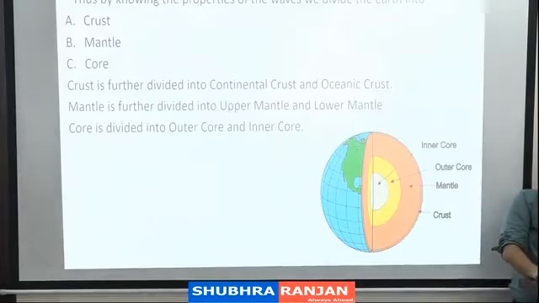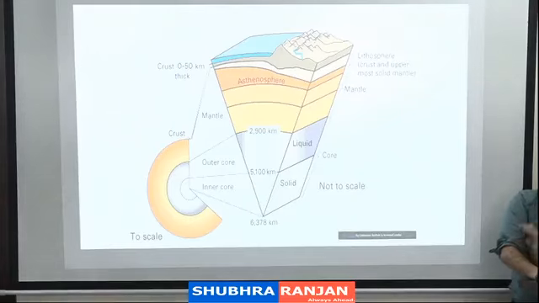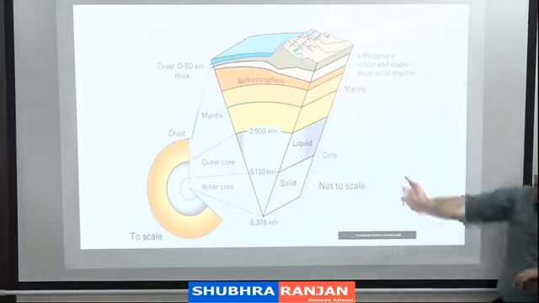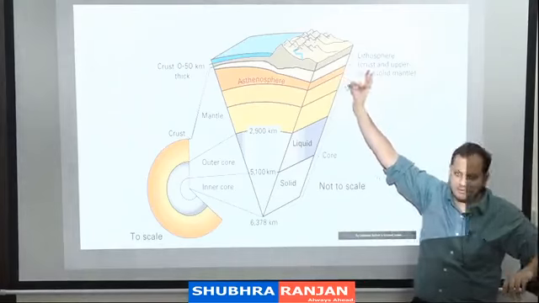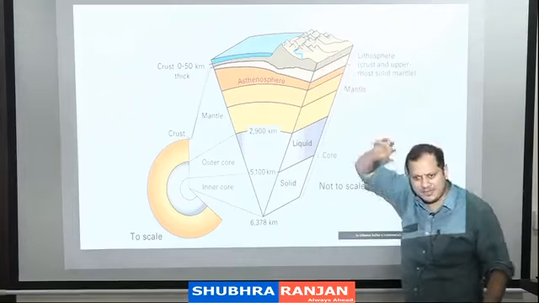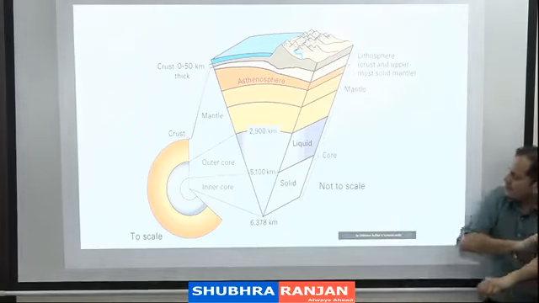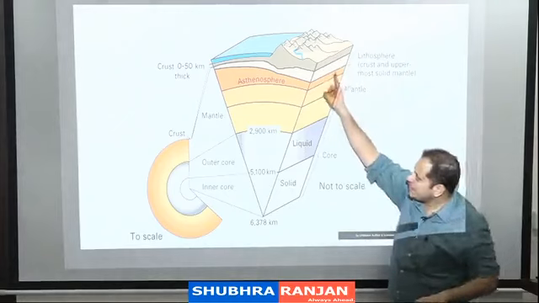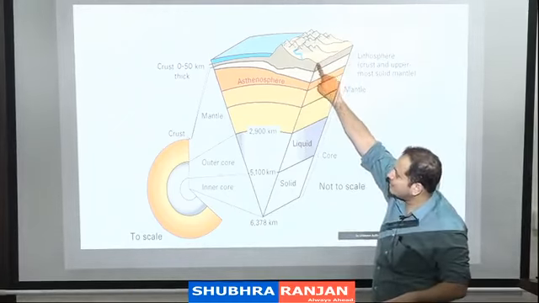So by knowing these properties, we divide the earth into three parts: the crust, mantle and the core. Crust is further divided into continental crust and oceanic crust, mantle into upper and lower mantle, and the core into outer and inner core. So this is how the earth is, and on the top we are staying somewhere. Crust is 0 to 50 kilometers thick, or 0 to 70 kilometers thick.